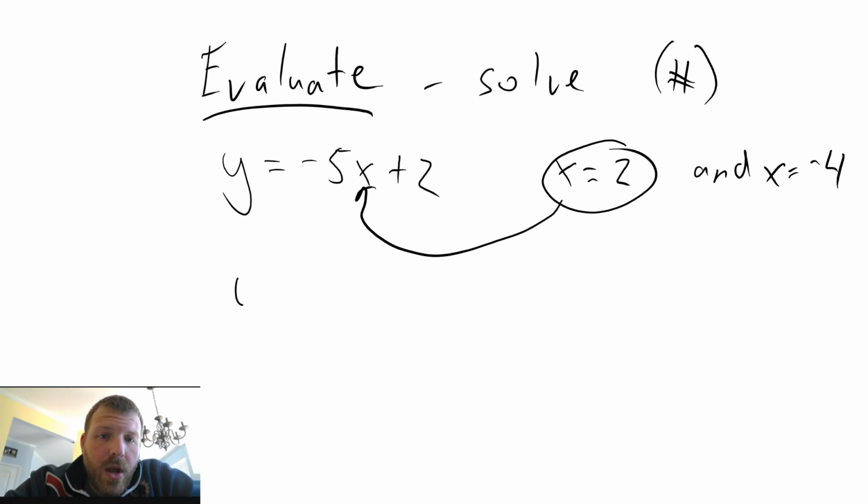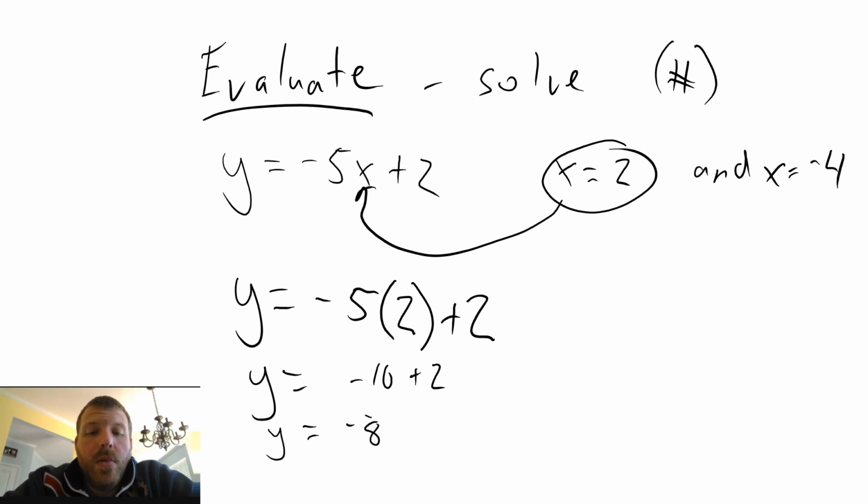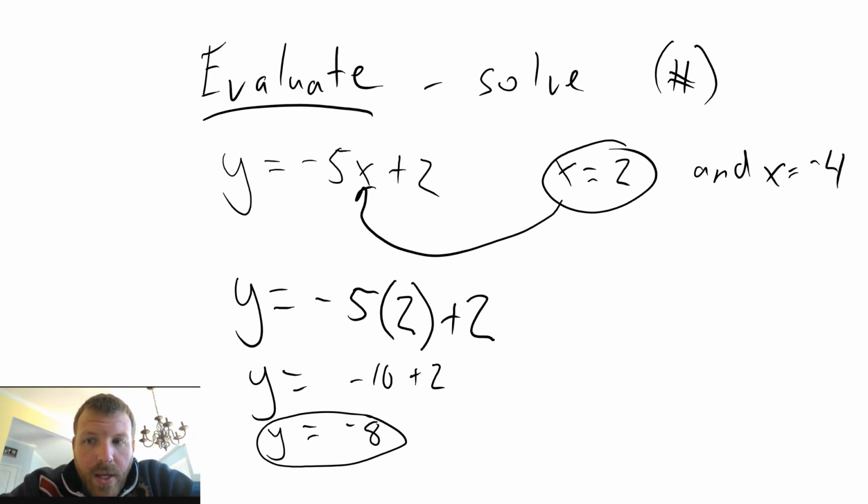So for us, it'll be y equals negative 5 parentheses 2 plus 2. We will solve this and we will get y equals negative 10 plus 2, which is equal to negative 8. So what this tells me is that when x is 2, y is negative 8. Therefore, our coordinate would be 2 comma negative 8. That'd be our relation, okay?